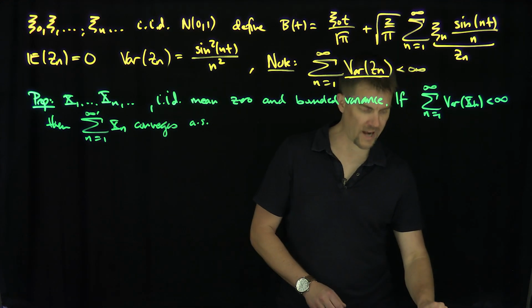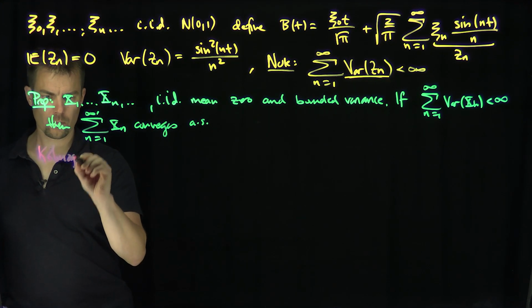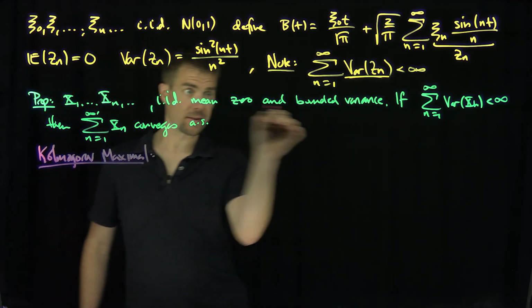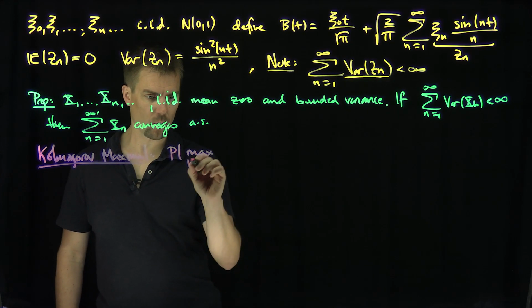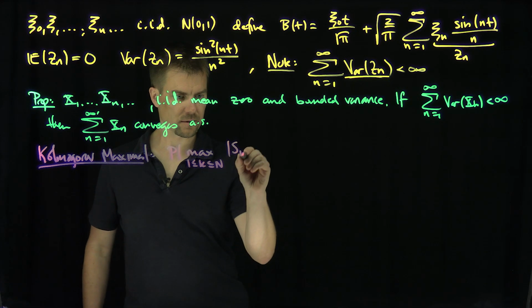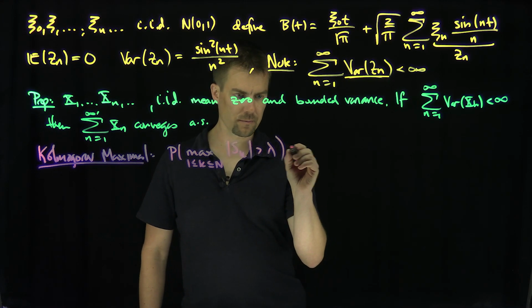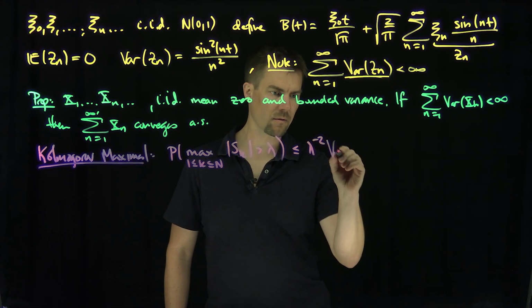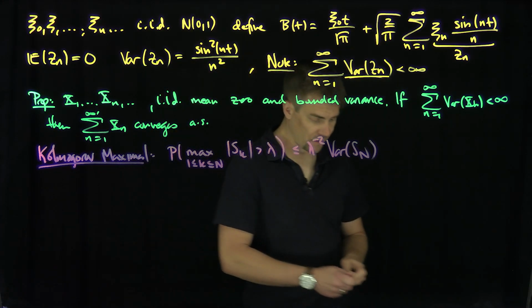So we recall the Kolmogorov maximal inequality. It states the following, in the same setup, basically the same conditions: the probability that the maximum over 1 less than or equal to k less than or equal to n of the absolute value of Sk is larger than lambda is less than or equal to lambda to the negative 2 times the variance of Sn, the last one. That's the Kolmogorov maximal inequality, and that's exactly what we're going to use in this proof. So now let's estimate this.